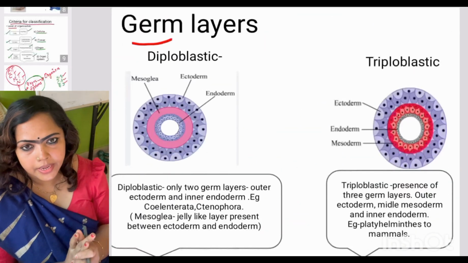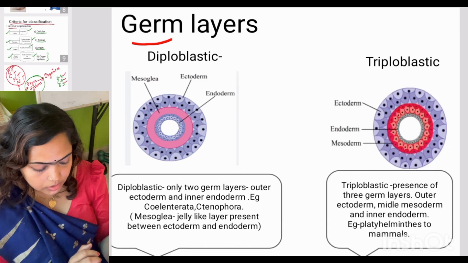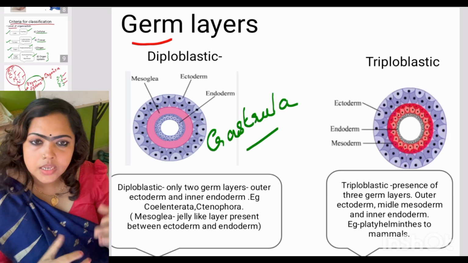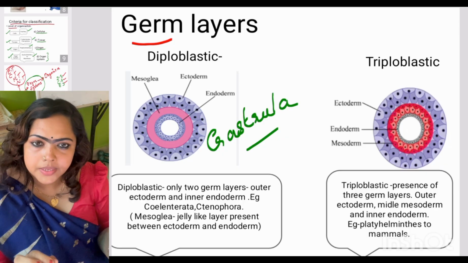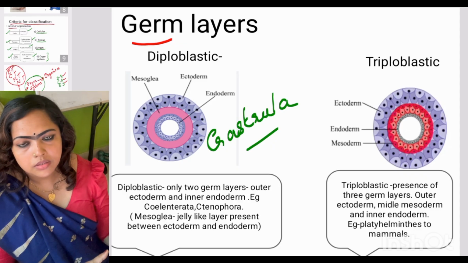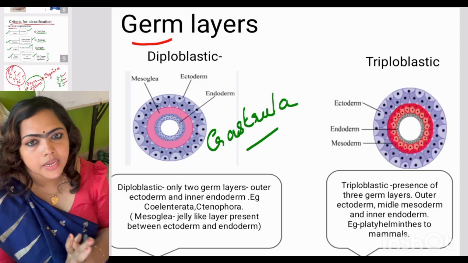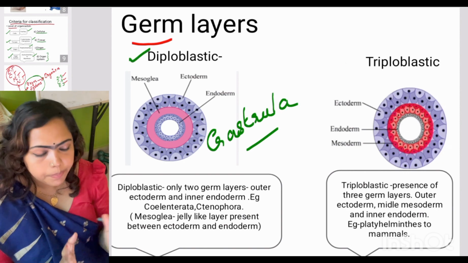And next is the germ layers. This is one of the embryonic stages called gastrula, which is three layered. That is outer ectoderm, middle mesoderm and inner endoderm. And on the basis of the number of germ layers present in the gastrula stage, organisms can be classified into two. One is diploblastic and the other one is triploblastic.